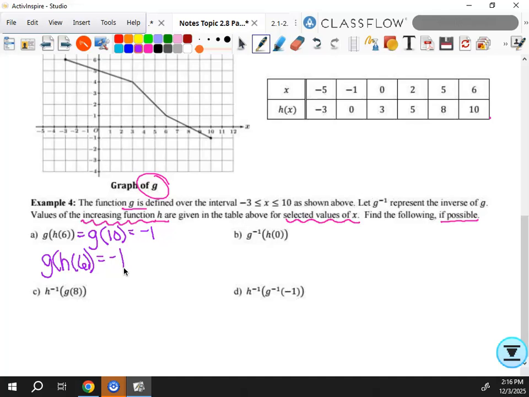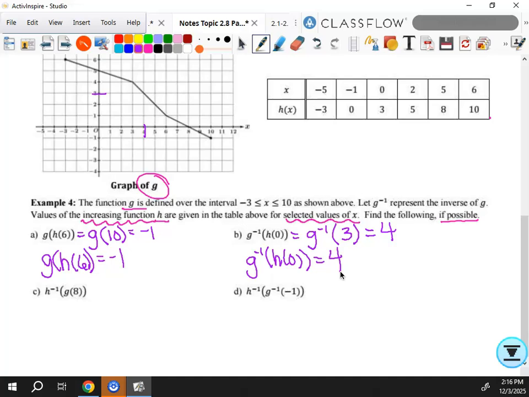All right. G inverse of h of 0. What is h of 0? 3. Good. And g inverse of 3 is what? 4. Very good. Which on this one, look at that. G inverse of 3 is 4. G of 3 is also 4. So if you got it backwards, you would have gotten lucky there, but be careful. So that means that G inverse of H of 0 equals 4.